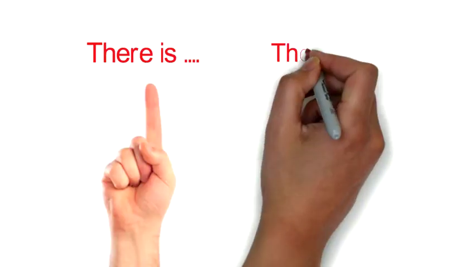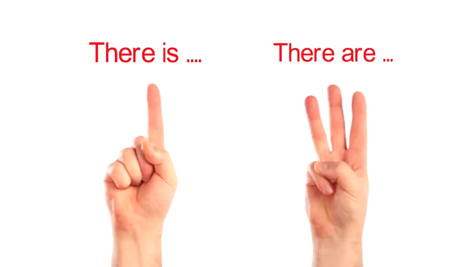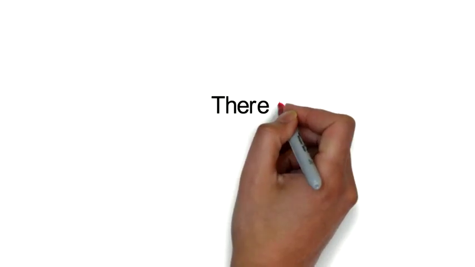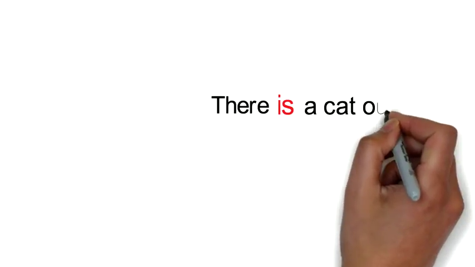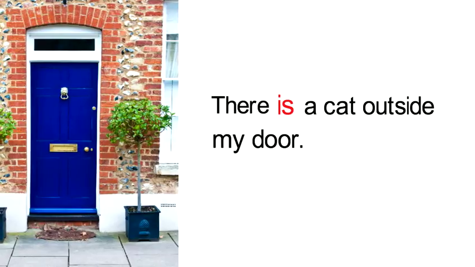We use there is and there are to say that something exists. We use there is for singular nouns and there are for plural nouns. For example, there is a cat outside my door. We used there is in this sentence because we are referring to a cat, one cat.